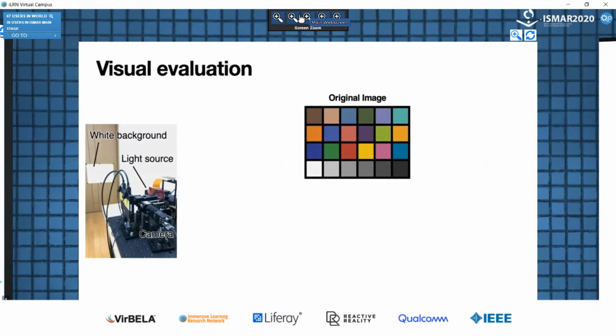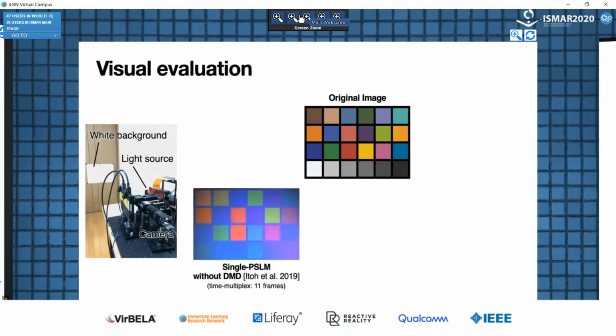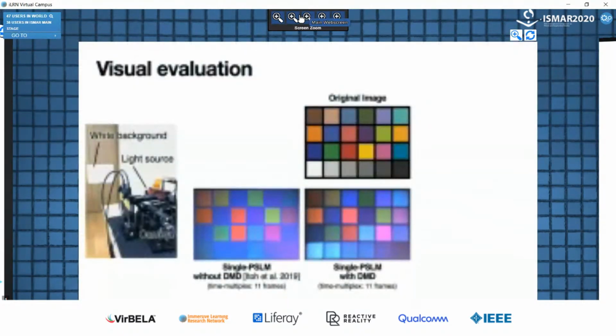We also performed a visual evaluation. This experiment was held in my rental apartment due to COVID-19. We rendered a virtual Macbeth chart in front of a white background. This image was rendered by the previous method, where color and intensity representations are not accurate enough. The next is the image with amplitude modulation by DMD. We can see that the image quality has improved, especially the gradation of the bottom row.